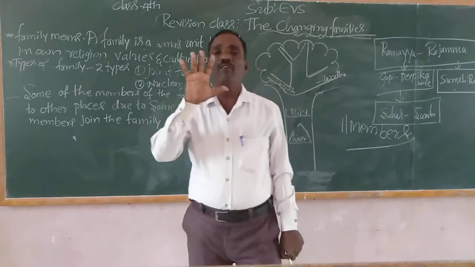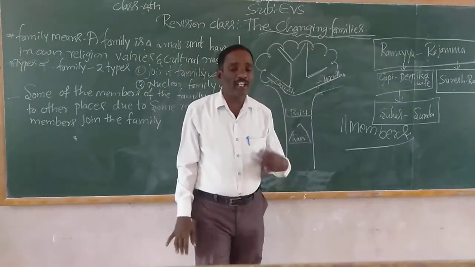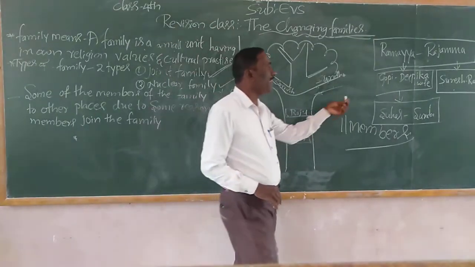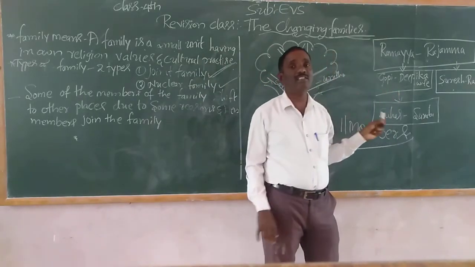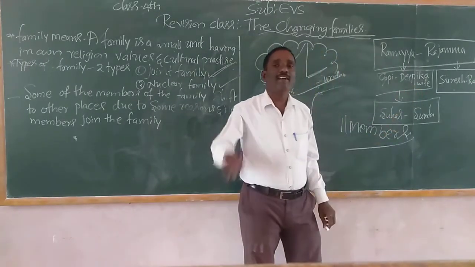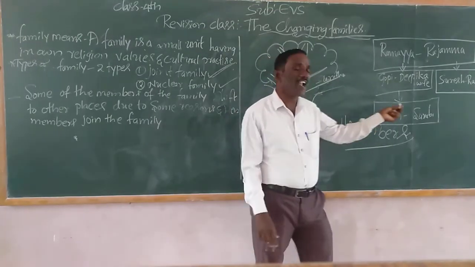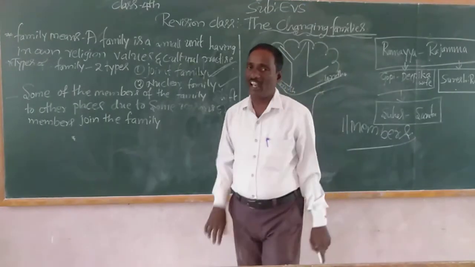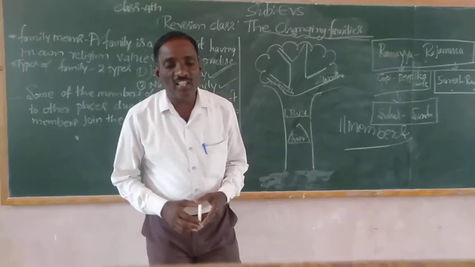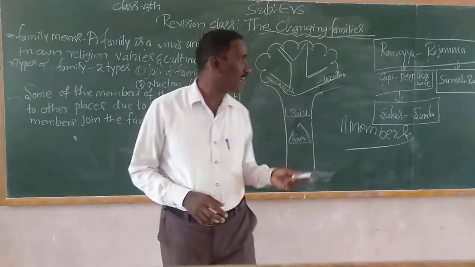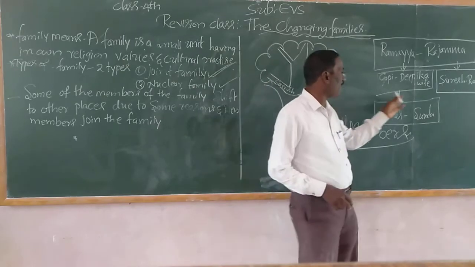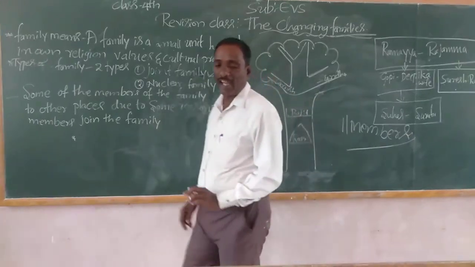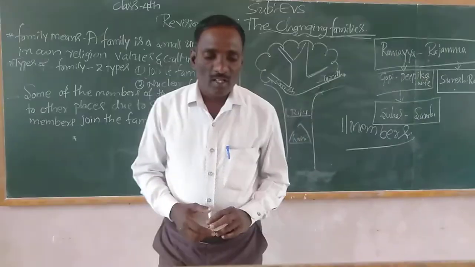Ramayya has 5 children. How many children does Gopi have? Who are they? Gopi is married. Gopi's wife's name is Deepika. Gopi has two children, Suhas and Surabhi. Suresha and Radhika have no children. We have already discussed that Gopi has two children, Suhas and Surabhi. Understand?